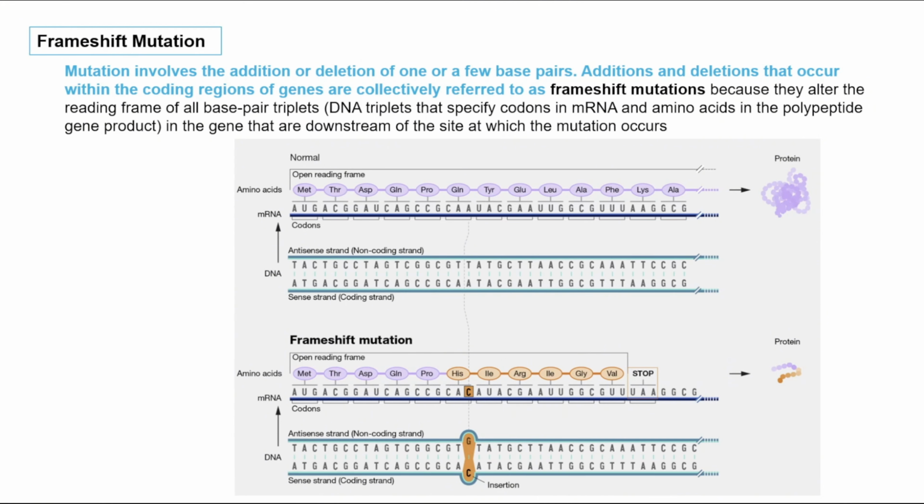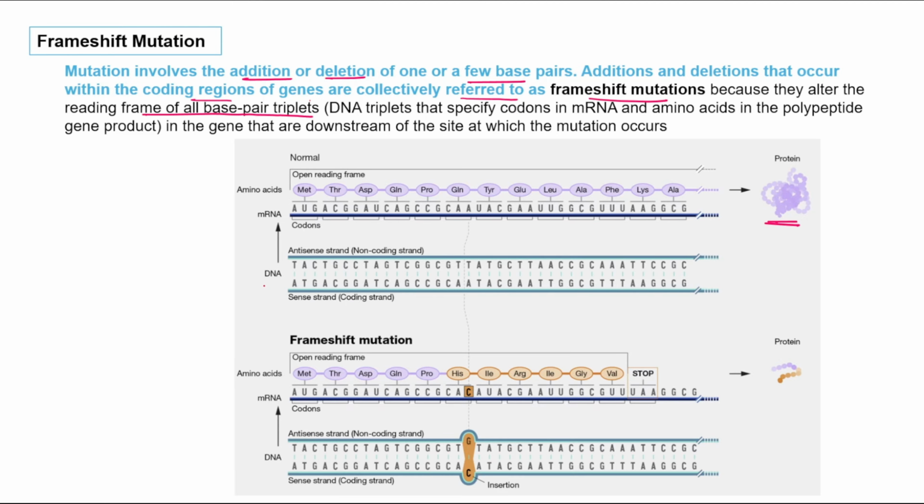This mutation is also called reading frame shift, where the mutation involves the addition or deletion of one or a few base pairs. And additions and deletions that occur within the coding region of a gene are collectively referred to as frame shift mutations because they alter the reading frame of all the base triplets.